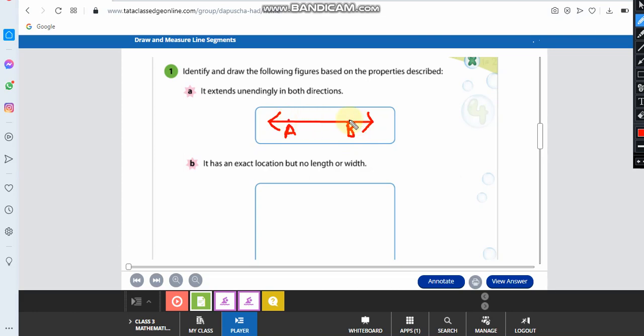Now next, question number B. It has an exact location but no length or width. So no length and width but exact location. So this is a point. The correct answer is point. And you can use any capital letter to give the name. So here I am writing C.